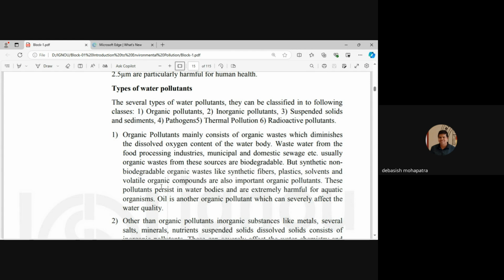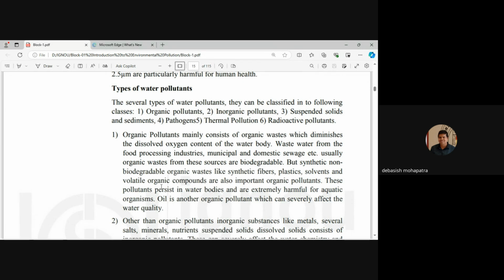So organic pollutants mainly consist of organic waste, which diminishes the dissolved oxygen. Last class also yesterday I told you. These are the substances which are present in the water. What will they do? They will decrease the dissolved oxygen content, due to which if the oxygen content decreases, then it will become hard for the aquatic animals to survive in the water.